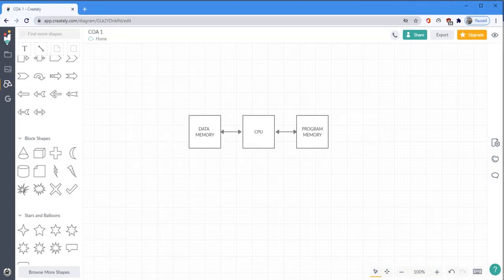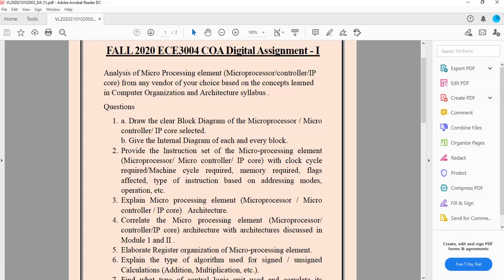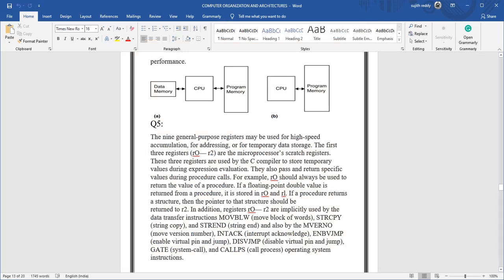So let me continue with the next question. Question number 5: elaborate register organization in a microprocessing element. The 9 general purpose registers may be used for high speed accumulation, for addressing, or for temporary data storage. The first 3 registers, R0, R1, R2, are the microprocessor's scratch registers. These 3 registers are used by the C compiler to store temporary values during expression evaluation. They also pass and return specific values during procedure calls.